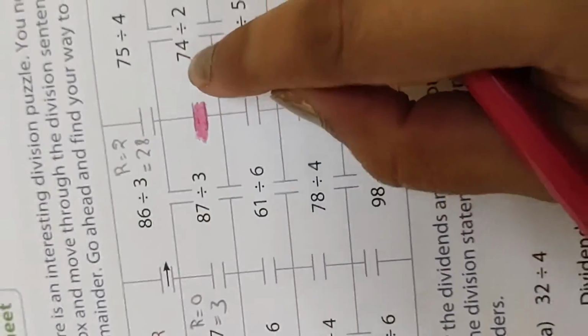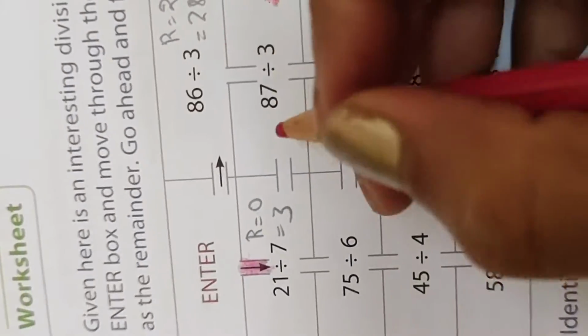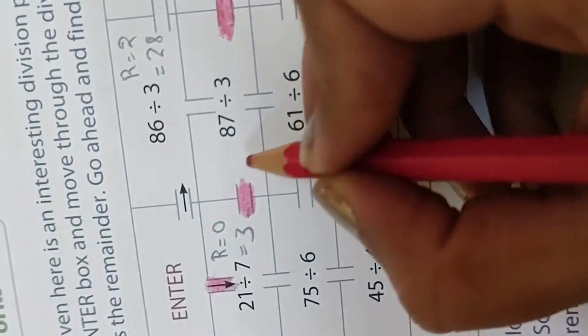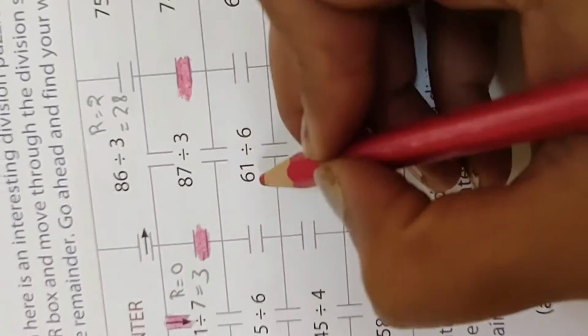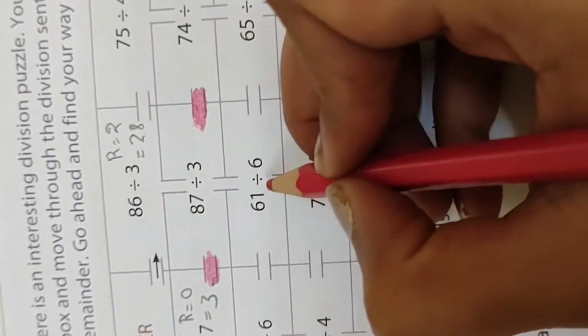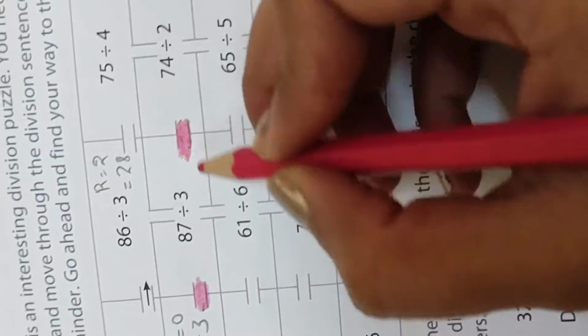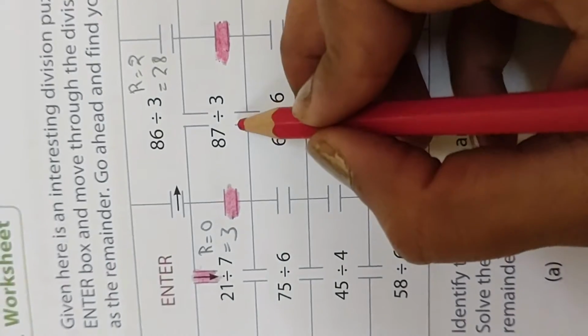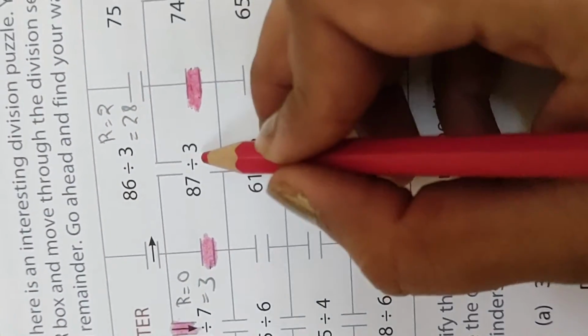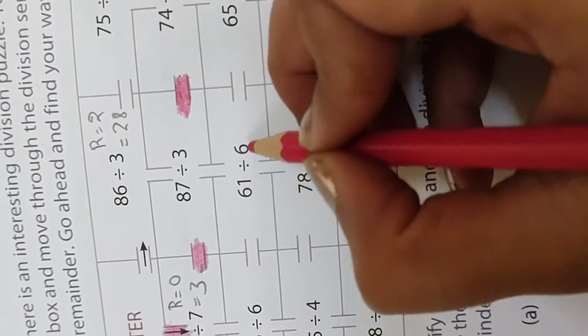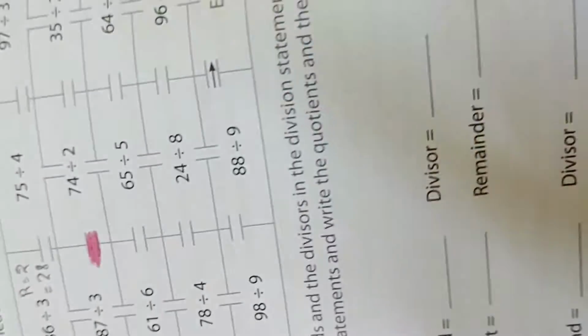Now 87 by 3. Oh sorry, here you have to move 87. This one is wrong, sorry, I will rub this one here. Okay, 87 by 3. So now 87 has two ways, 61 upon 6 or 74 upon 2. Okay, so like this way you are going. So now for 87 by 3, we will solve these two, 61 by 6 or 74 by 2.